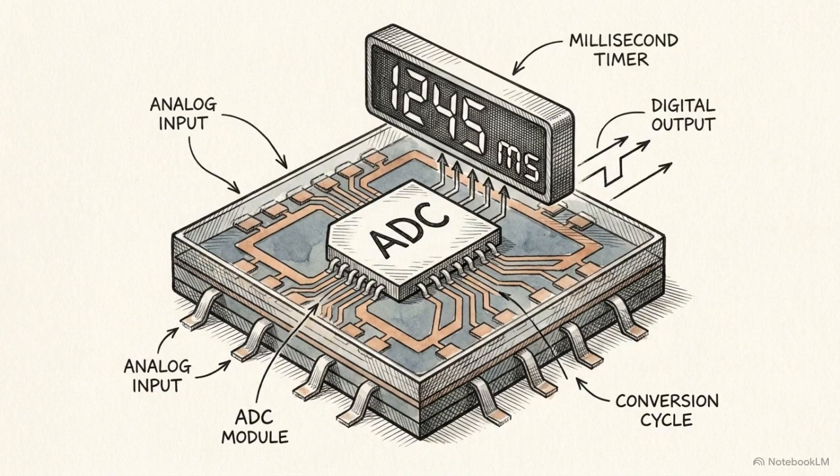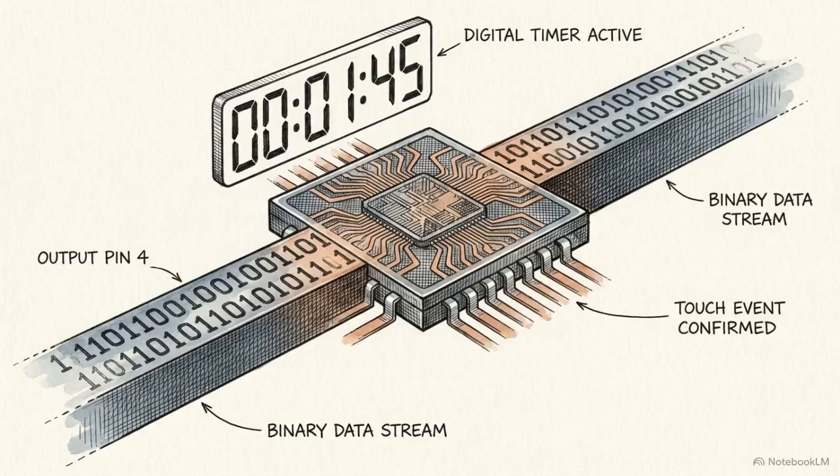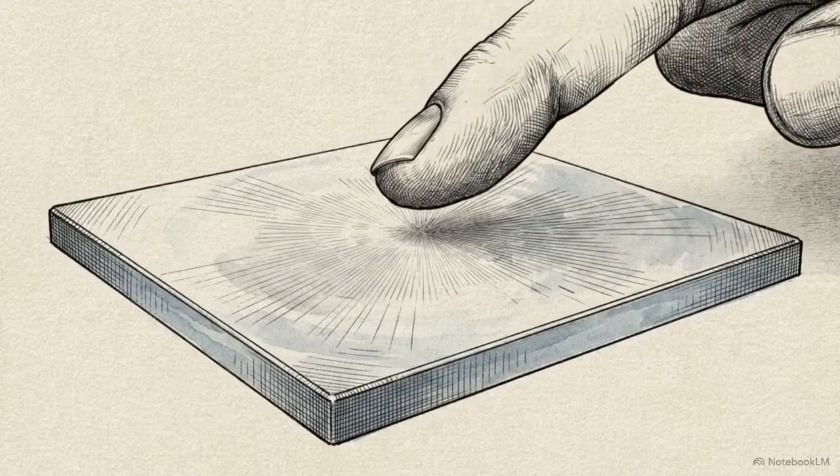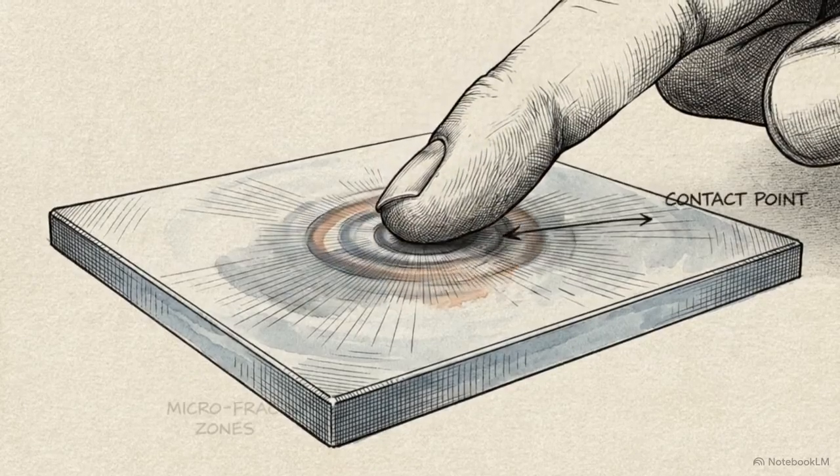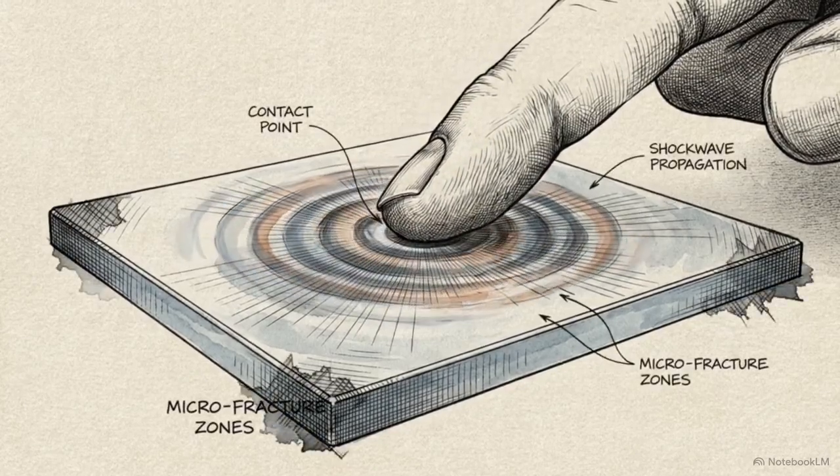The IC contains an analog-to-digital converter that clocks the exact duration of this charging phase. When it measures a statistically significant delay in the charge cycle, it outputs a digital signal confirming a touch event. The processor inside the device doesn't feel your finger. It times a microscopic delay in a microscopic charge cycle.